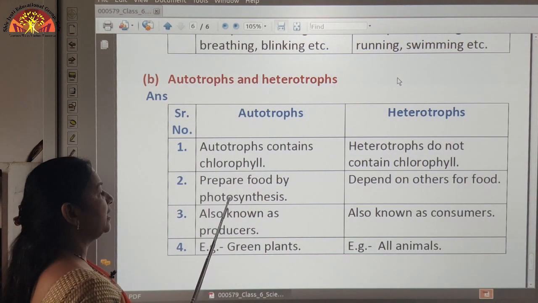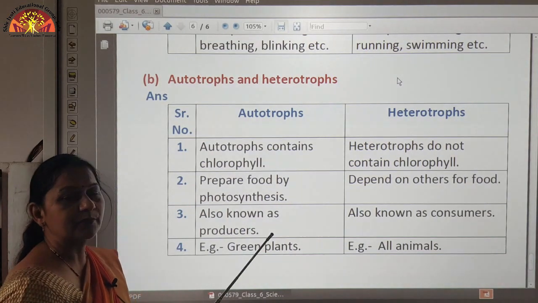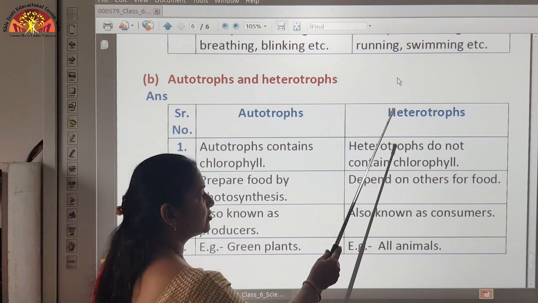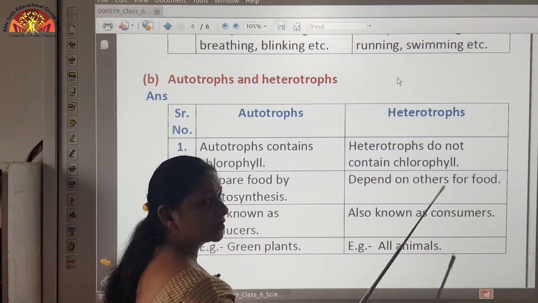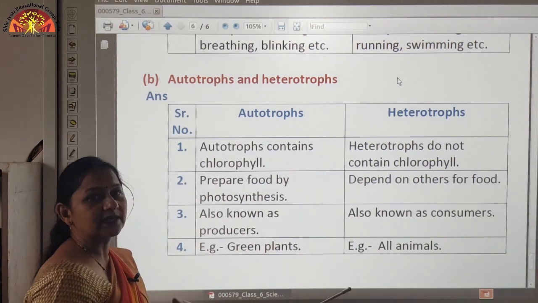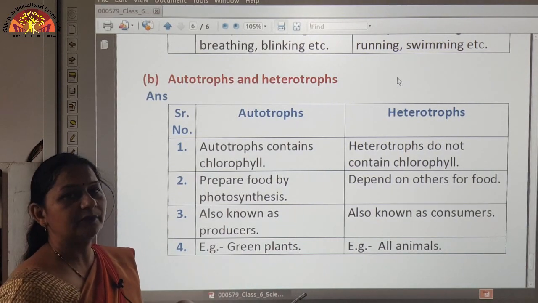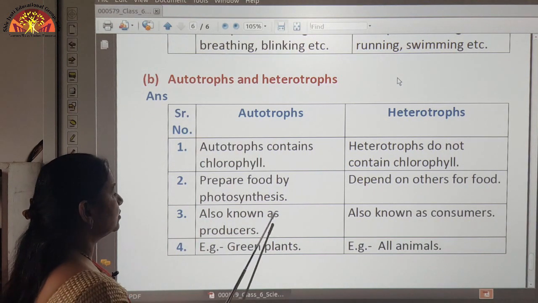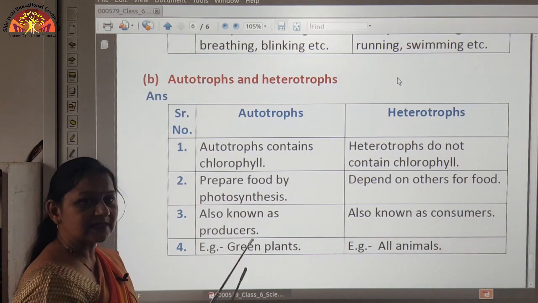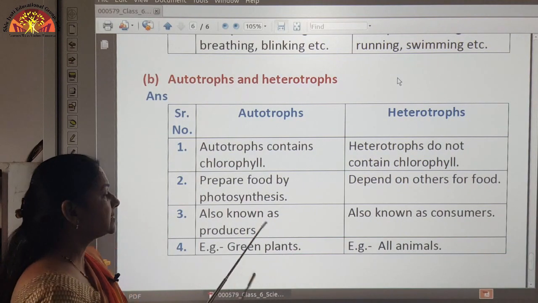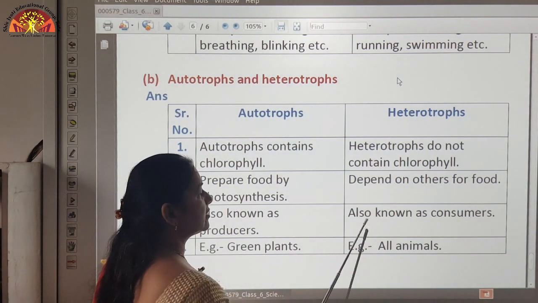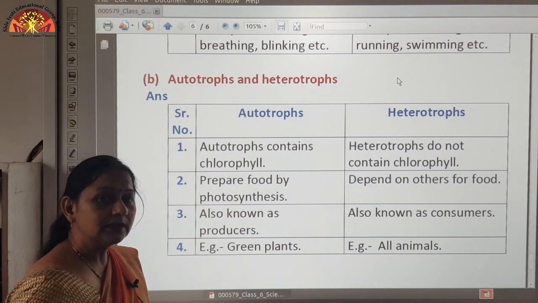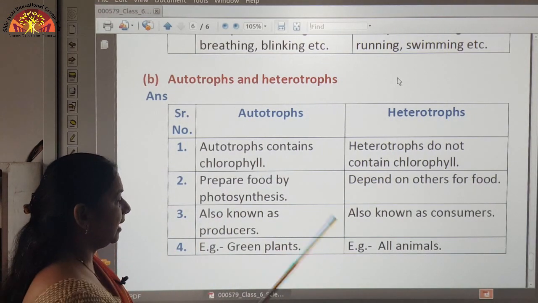Autotrophs prepare food by photosynthesis. Like plants, the preparation of food is done by the process called photosynthesis, and heterotrophs depend on others for their food. Like animals, they catch hold of other animals or they depend on plants for their food. Autotrophs are also known as producers, as they produce their own food, and heterotrophs are also known as consumers because they feed on other plants and animals.